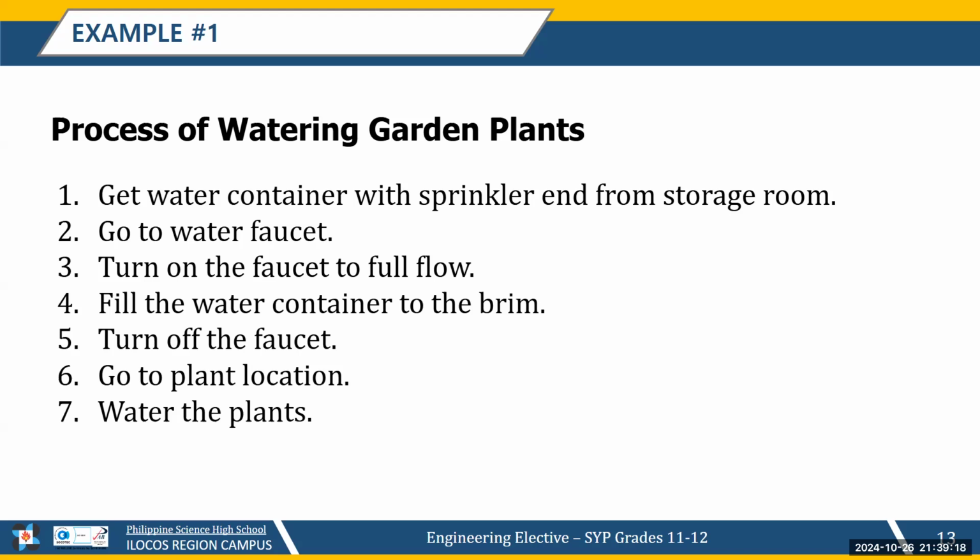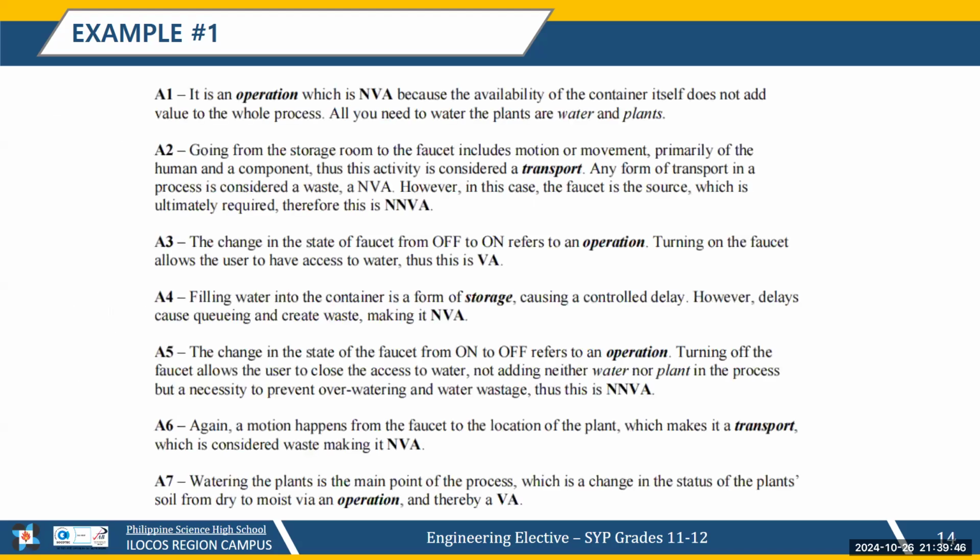First step, get water container with sprinkler end from your storage room. Step 2, go to the water faucet. Step 3, turn on the faucet to full flow. Step 4, fill the water container to the brim. Step 5, turn off the faucet. Step 6, go to your garden or the plant location. And then step 7, you water the plants.